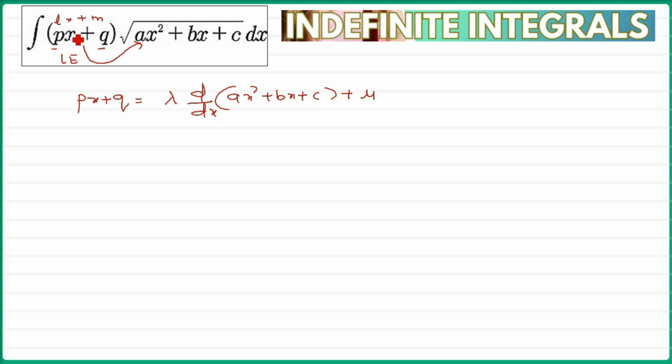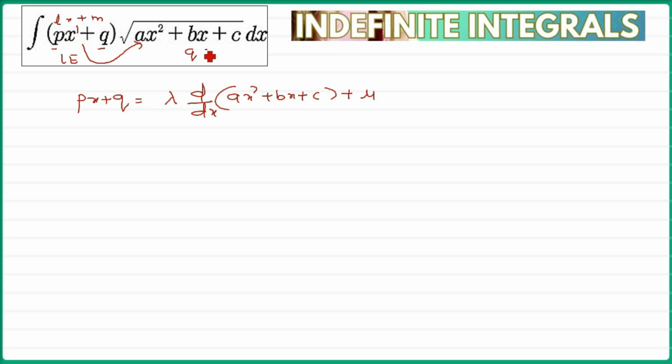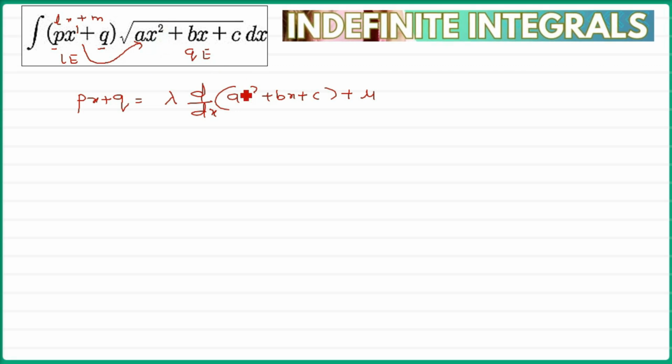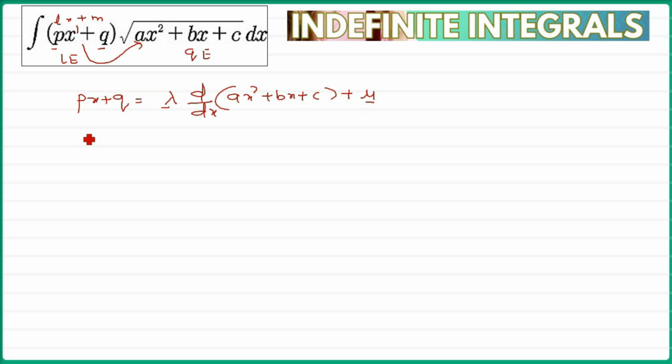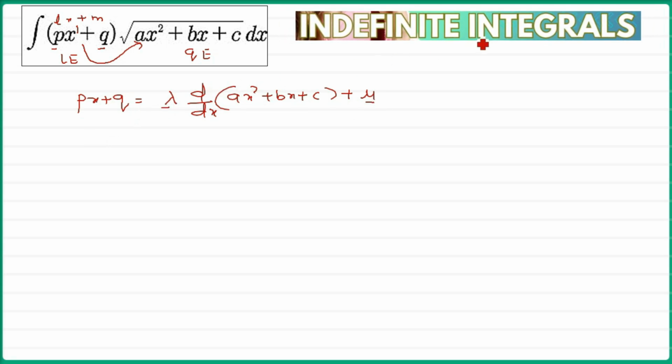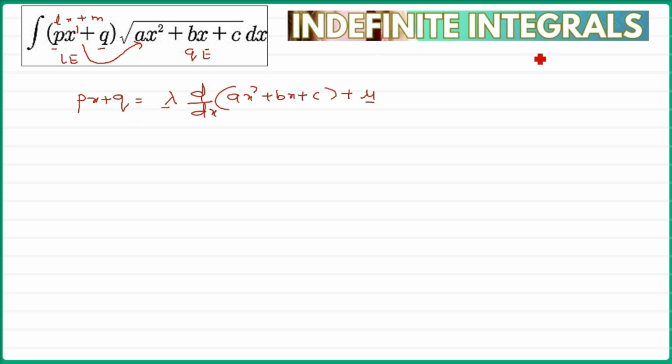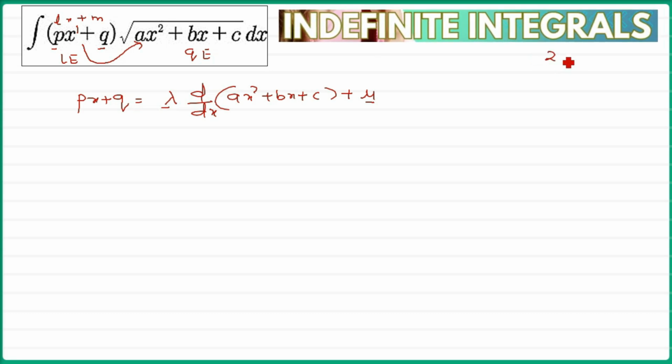Again, the first thing, px plus q is a linear expression because the order is 1. X has power 1. Inside the root we have a quadratic expression. The power of x is 2, order is 2. So the linear expression is represented in the form of differentiation of the quadratic expression. Now what will be the next step? We need to find out lambda and mu. We assume that p, q, a, b, c are all known to us whenever this question comes.